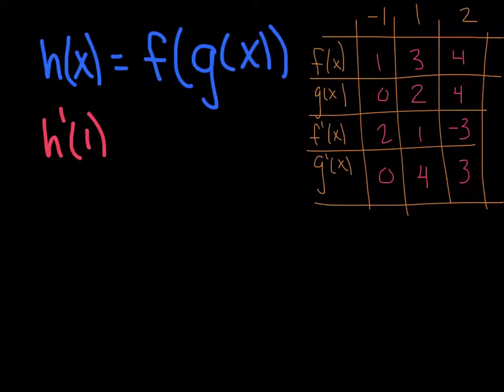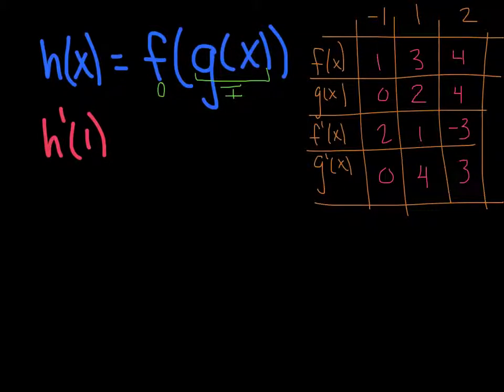Let's try another. H of x is equal to f of g of x. Find h prime of 1. So first thing I just want to take note of again is, do I have the chain rule? Remember, just identify an inside and outside and you know you've got chain. G of x is sitting inside f, which is on the outside. So I definitely have a chain rule. Remember, if you say the word "of," that guy is sitting inside of that one.